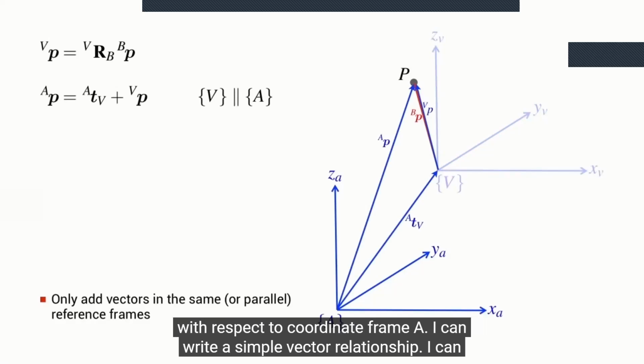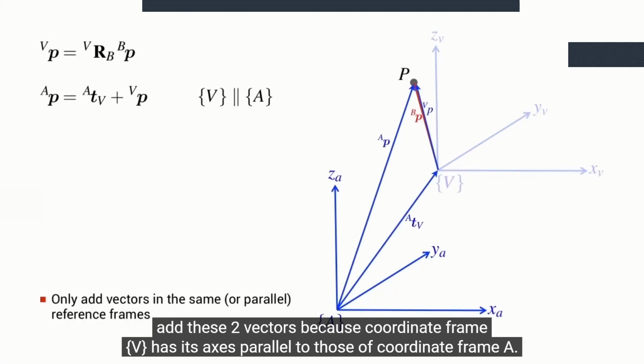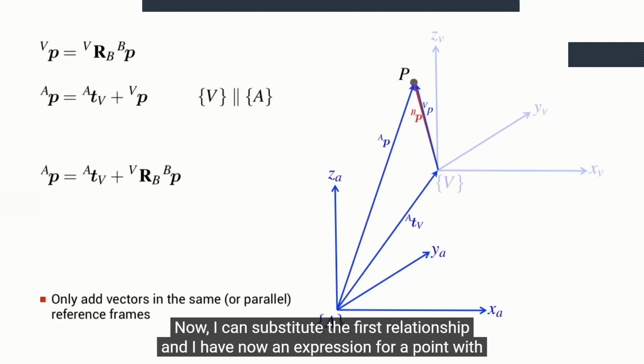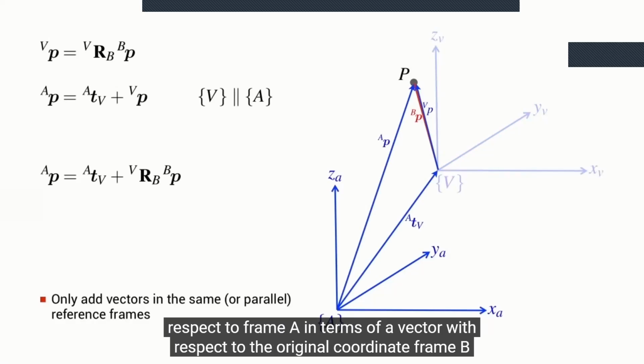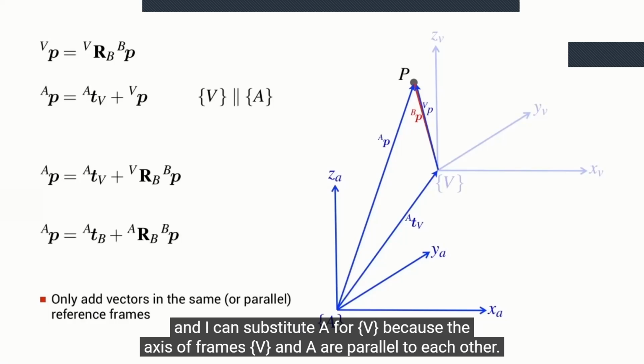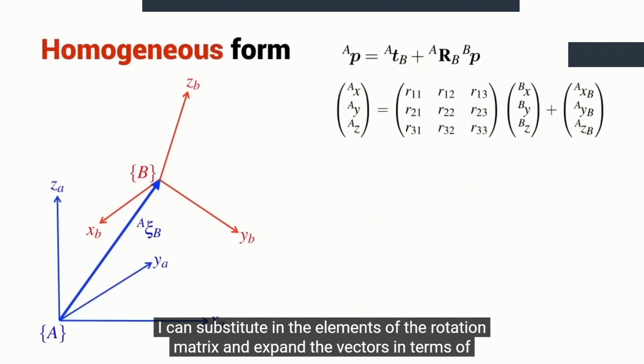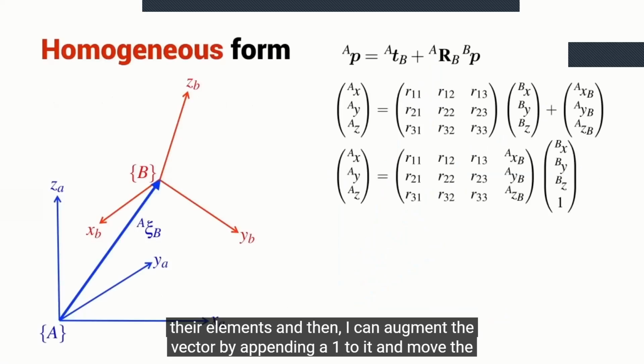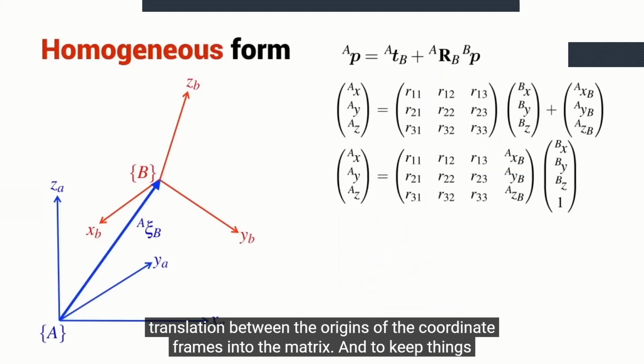and I can write a simple vector relationship. Now I can add these two vectors because coordinate frame V has its axes parallel to those of coordinate frame A. Now I can substitute the first relationship, and I have now an expression for a point with respect to frame A in terms of a vector with respect to the original coordinate frame B. And I can substitute A for V because the axes of frames V and A are parallel to each other. I can substitute in the elements of the rotation matrix and expand the vectors in terms of their elements. And then I can augment the vector by appending a 1 to it, and move the translation between the origins of the coordinate frames into the matrix.